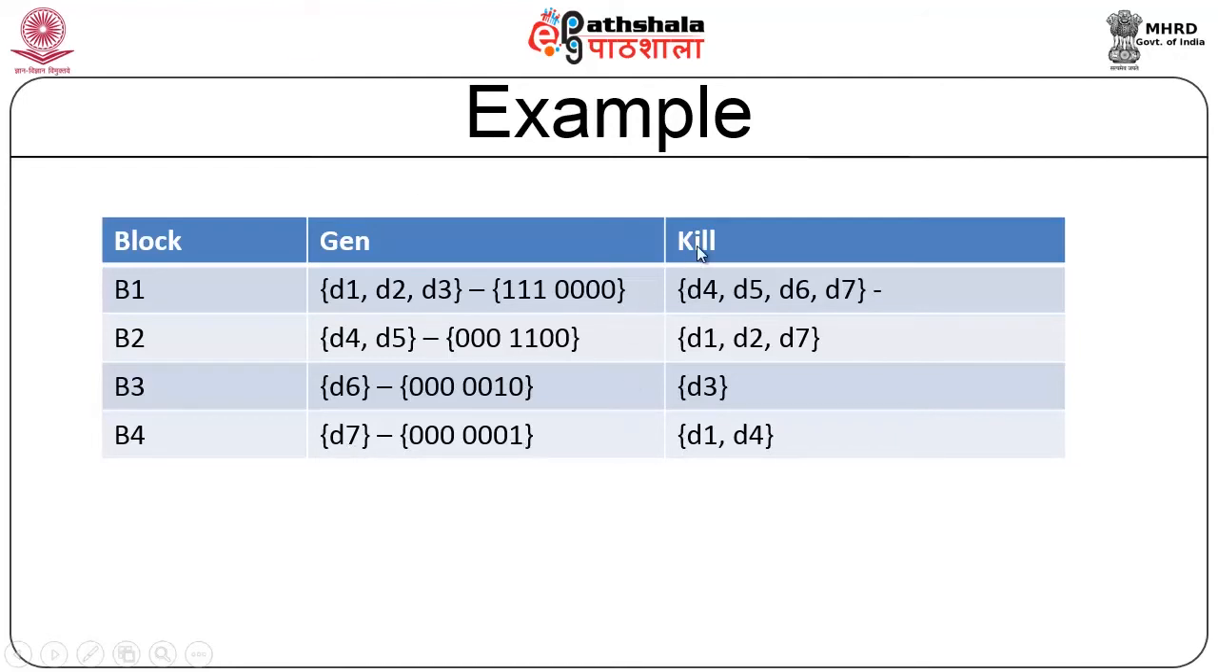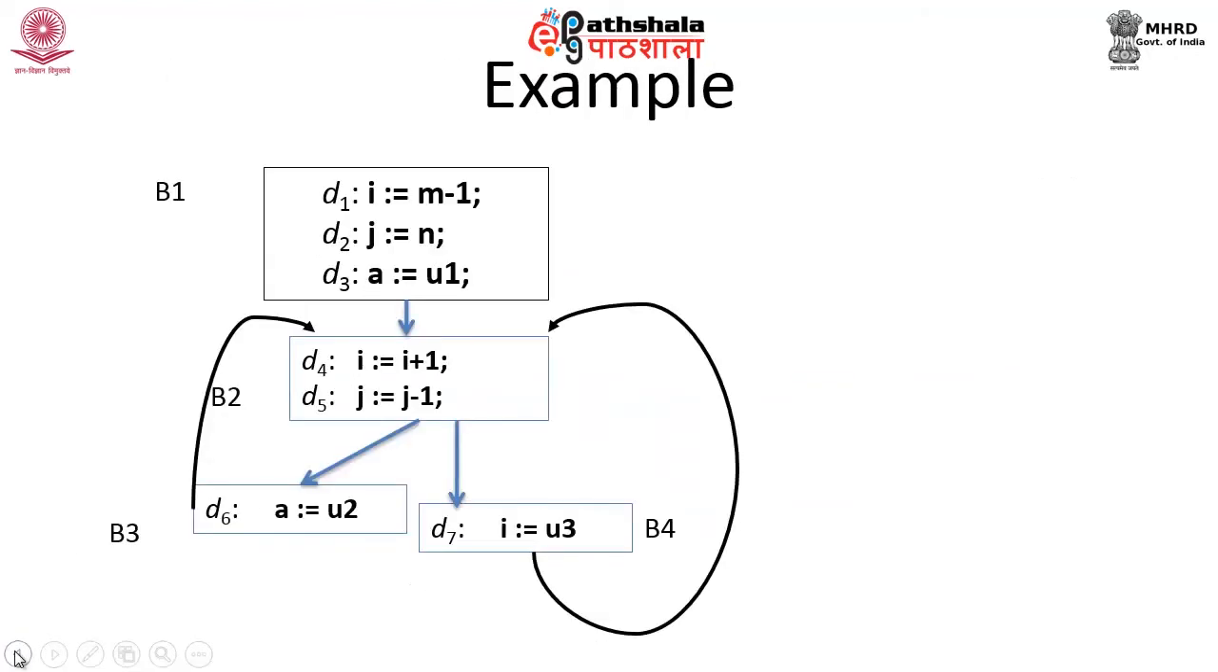Now to compute kill, as we already know, this definition here kills D4, D5, D6, D7 because this has got I, J and A, and I. So, those 3 are defined here. So, this will definitely kill D4 to D7, that is the kill of B1.